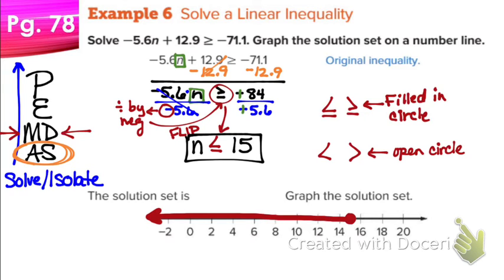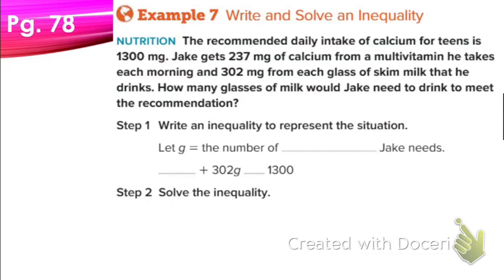All right, let's look at one last problem to finish us off for today. Example number 7. We're on page 78 now. The recommended daily intake of calcium for teens is 1,300 milligrams. Jake gets 237 milligrams of calcium from a multivitamin he takes each morning, and 302 milligrams from each glass of skim milk that he drinks. How many glasses of milk would Jake need to drink to meet the recommendation?